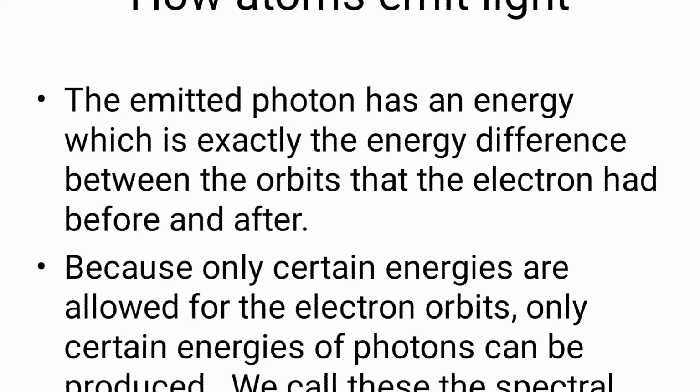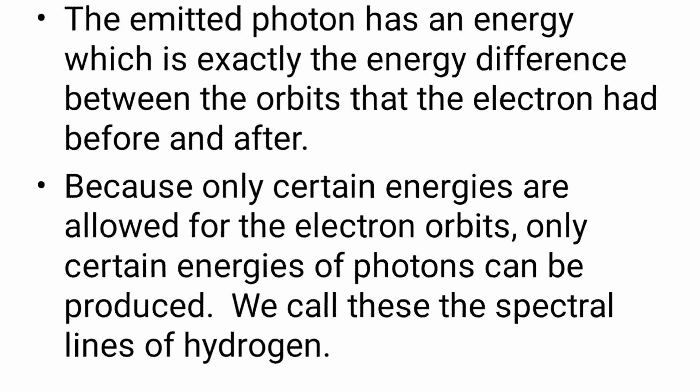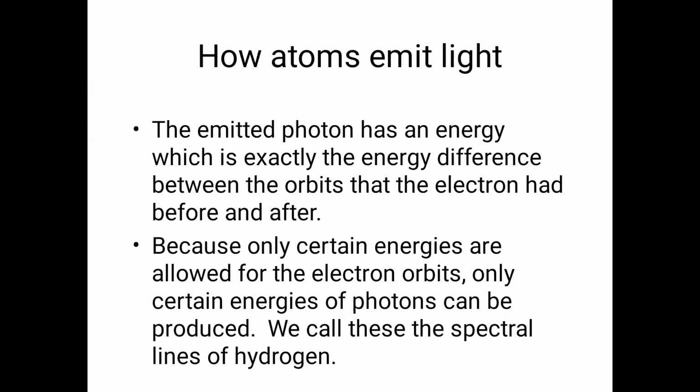If a photon is absorbed, the electron goes from the lower energy level to the higher energy level, from E1 to E2, by absorption. The energy absorbed by the atom is E2 minus E1. This is the energy absorbed by the atom in the orbits. Because only certain energies are allowed for the electron orbits, only photons whose energy equals that difference will be absorbed, taking the electron to the higher energy level, and it comes back by the emission of photons.